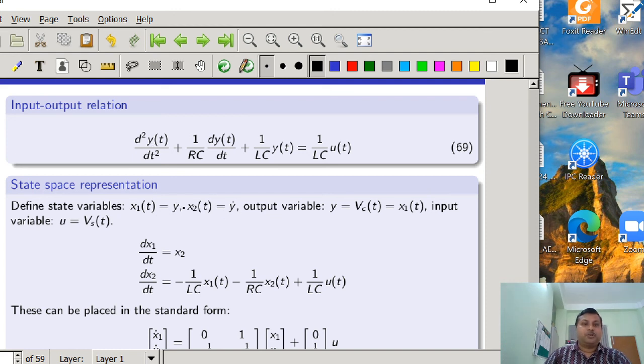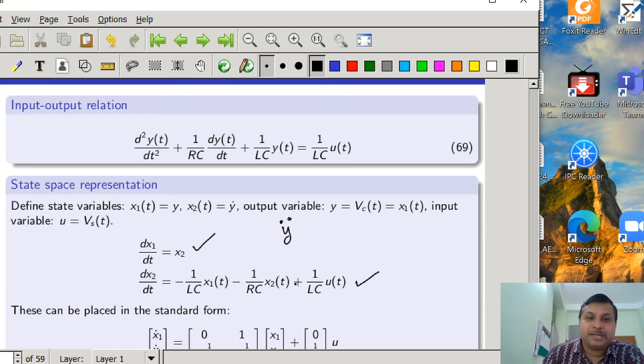Fine. Now if you use y and y dot, and the output is still the voltage across the capacitor, then the first differential equation you will get is dx1/dt equal to x2, because x1 dot is equal to y dot and y dot is equal to x2. And what will be dx2/dt? It is basically y double dot. So y double dot from equation 69 you can write now: minus 1 by LC y(t), that is x1(t), minus 1 by RC y dot, meaning x2, plus 1 by LC into u(t).